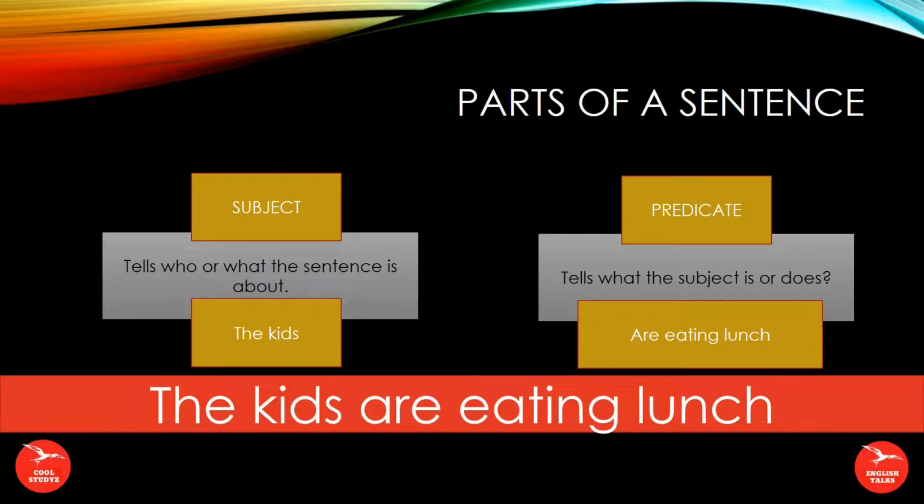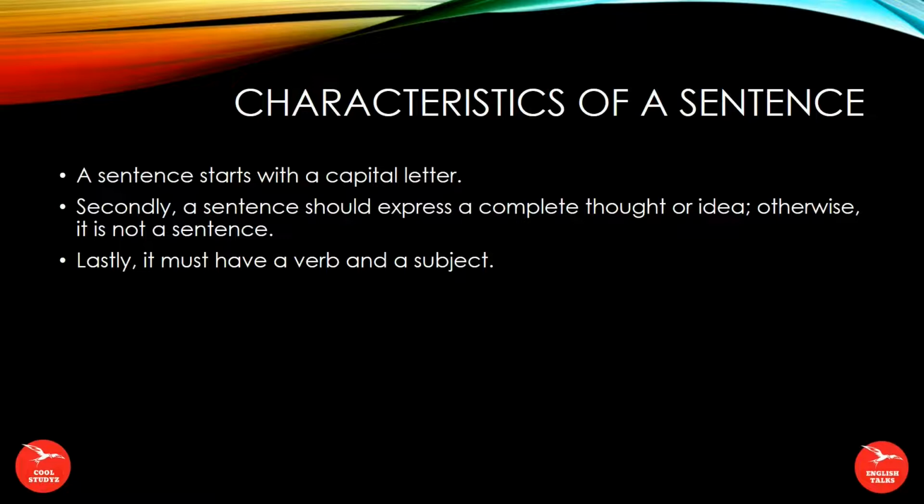It's very simple, right? Exactly. Now, let's see the characteristics of a sentence. A sentence always starts with a capital letter. Very universal law. Secondly, a sentence should express a complete thought or idea, otherwise it is not a sentence. See, you cannot make a sentence without a complete thought or idea, right? And lastly, it must have a verb and a subject.